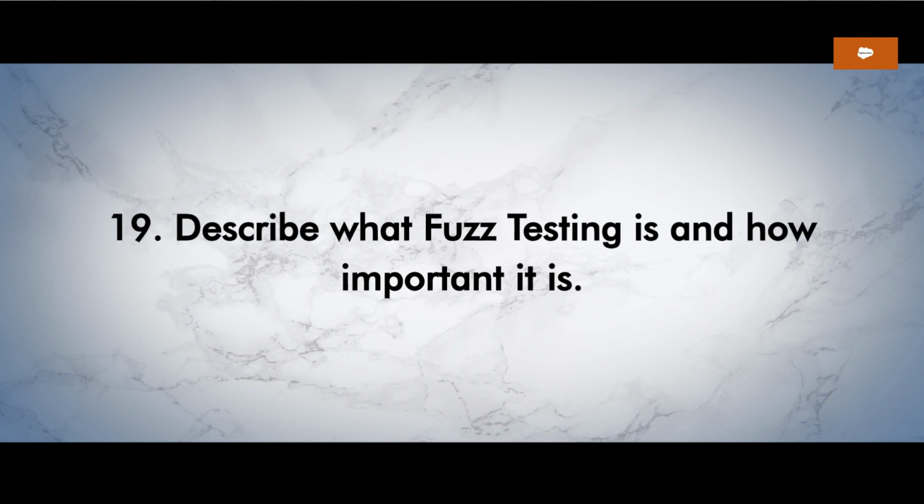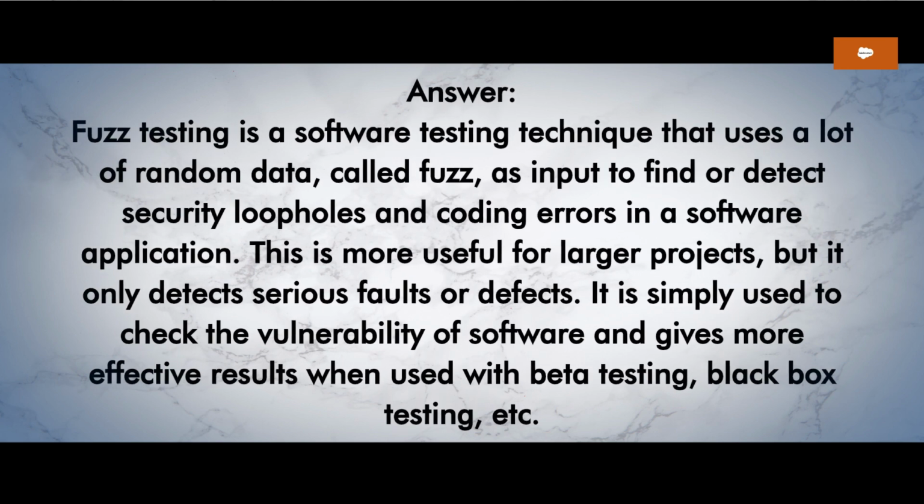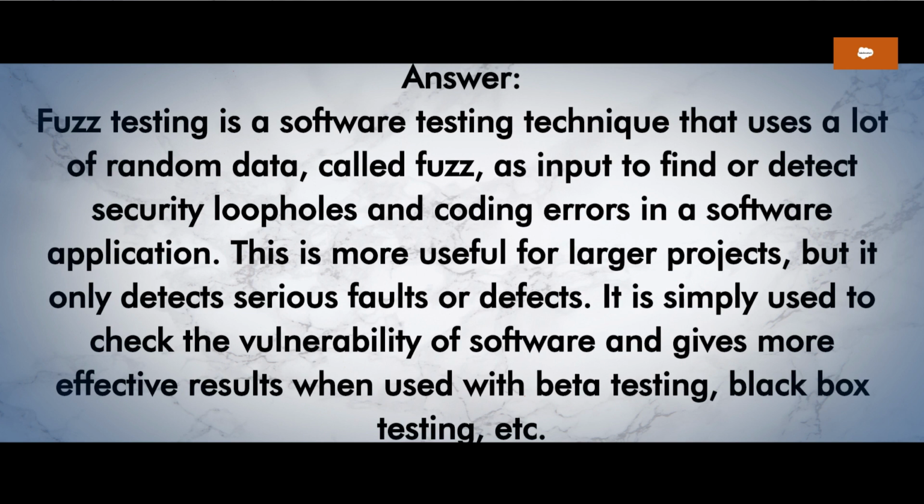19. Describe what fuzz testing is and how important it is. Answer. Fuzz testing is a software testing technique that uses a lot of random data, called fuzz, as input to find or detect security loopholes and coding errors in a software application. This is more useful for larger projects, but it only detects serious faults or defects. It is simply used to check the vulnerability of software and gives more effective results when used with beta testing, black box testing, etc.